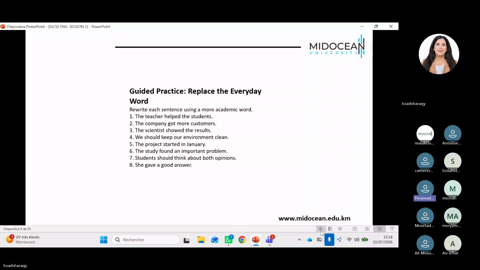Okay, but I think the best word to use in the sentence. Yeah. Give. Give a good answer. No. Give.